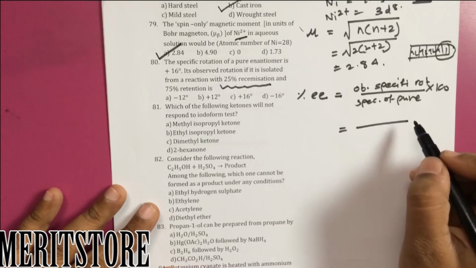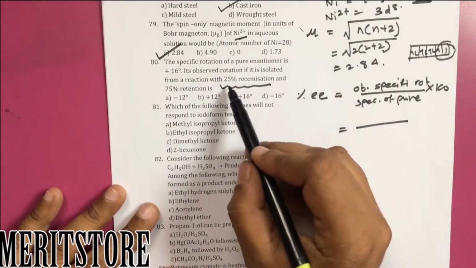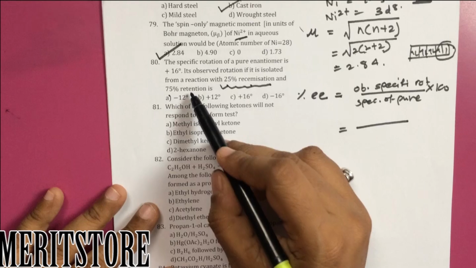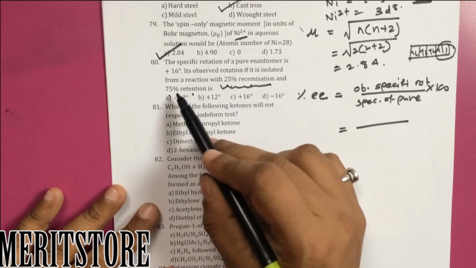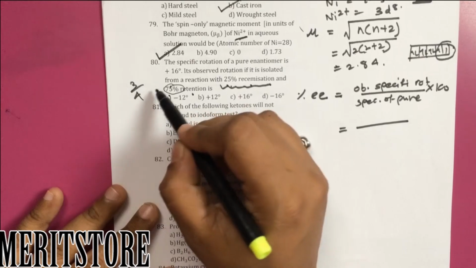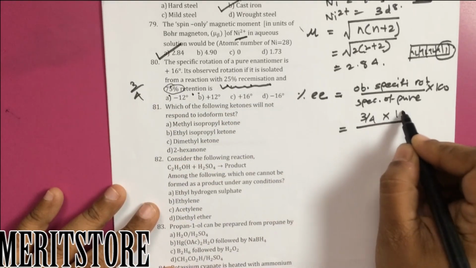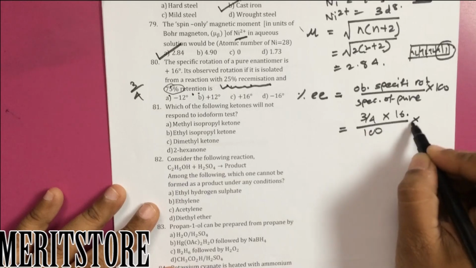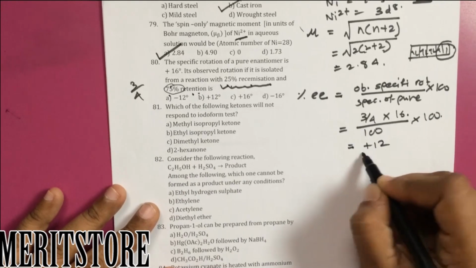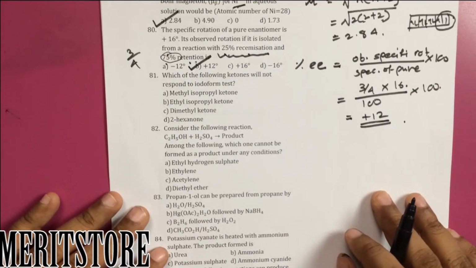Now if I talk about the specific rotation of the pure enantiomer, 25% is racemized and 75 is retained. So 75% is almost 3/4 of the mixture which remains retained. So 3/4 of that 16 multiplied by 100. So that comes out to be around plus 12. Therefore option is B.